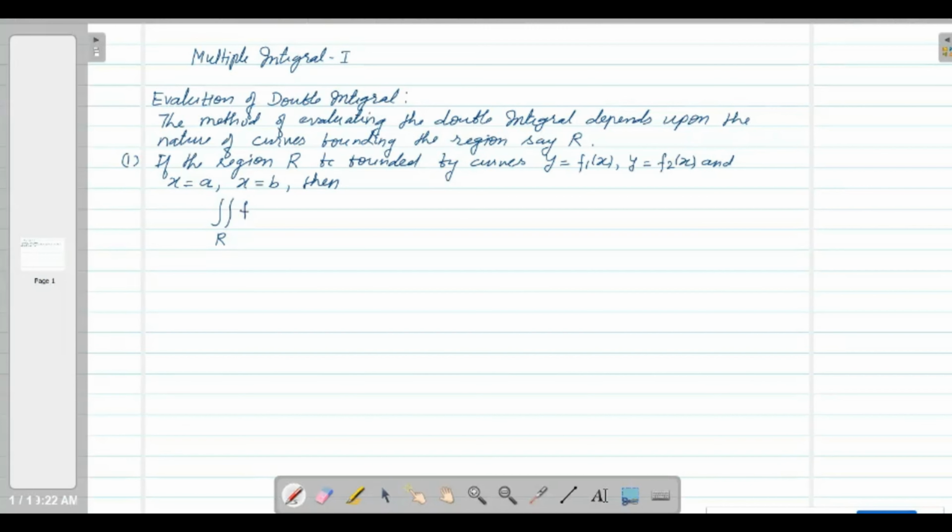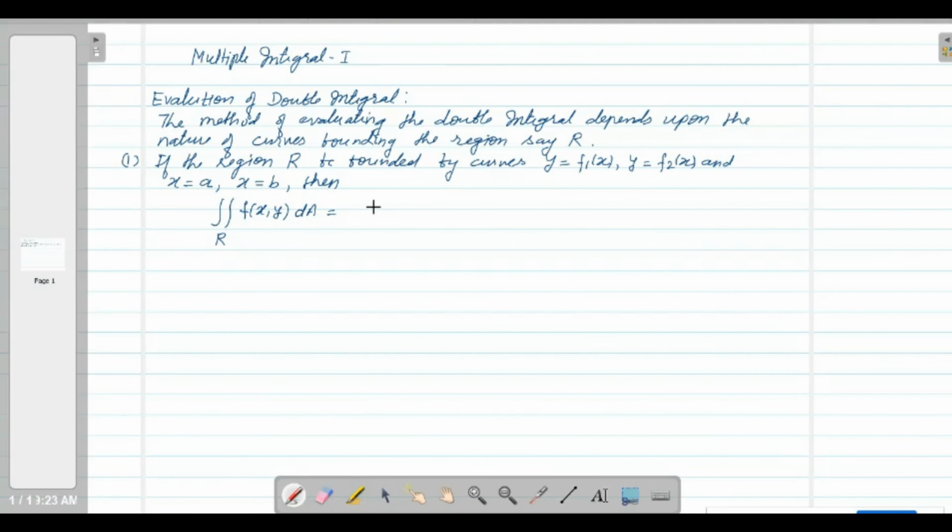So this is your function in two variables, f of x, y, and dA. What does dA mean? A means the area bounded by the region. dA means differentiation with respect to x and y.